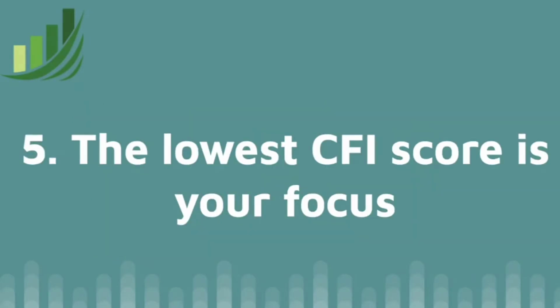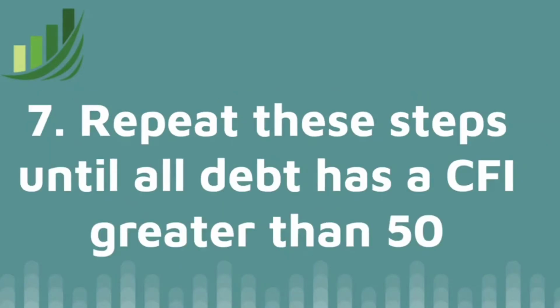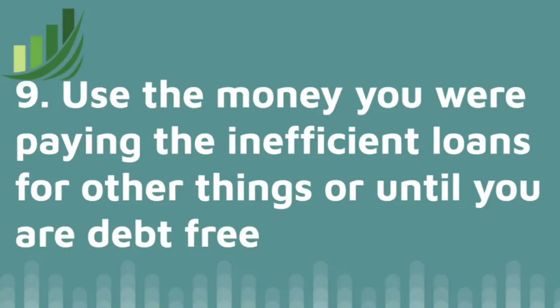Step 5. The lowest CFI score is your focus. Step 6. Once paid off, roll over its payment to the next lowest CFI. Step 7. Repeat these steps until all debt has a CFI greater than 50. Step 8. Consider restructuring debt with a CFI of 51 through 100. Step 9. Use the money you were paying the inefficient loans for other things or until you're debt-free.